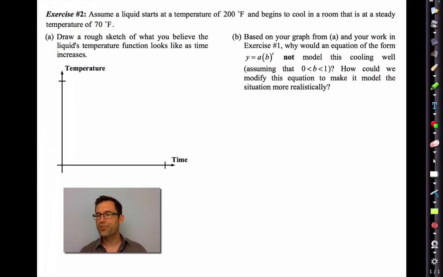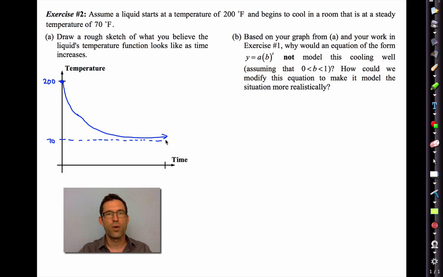Well, I definitely know that it starts off at 200. In fact, why don't I just label that right here? And I definitely know it's going to curve down, but I don't think it can get any cooler than 70, right? So it's got to look kind of like this. Maybe I'll put even a dashed line there at y equals 70.